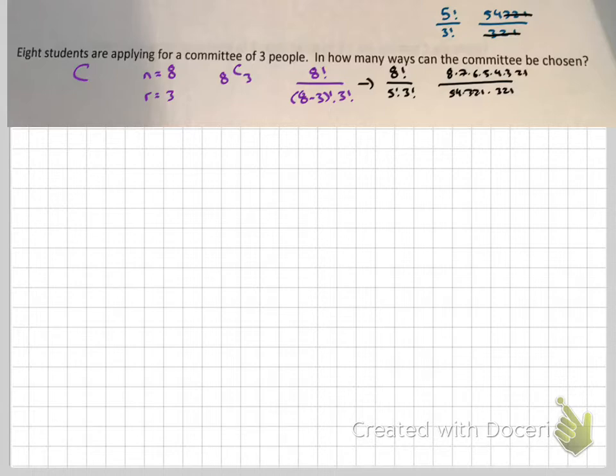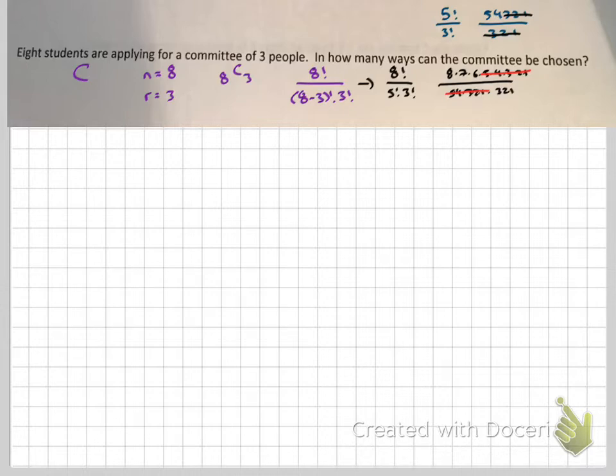Now, the easiest thing to do is going to be to reduce the largest factorial in the denominator. In that case, it would be this 5 factorial. So 5, 4, 3, 2, 1 is going to go away, which means in the numerator, 5, 4, 3, 2, 1 goes away as well. So all we're left with now is 8 times 7 times 6 divided by 3 times 2 times 1. And then for that, we can just use a calculator.